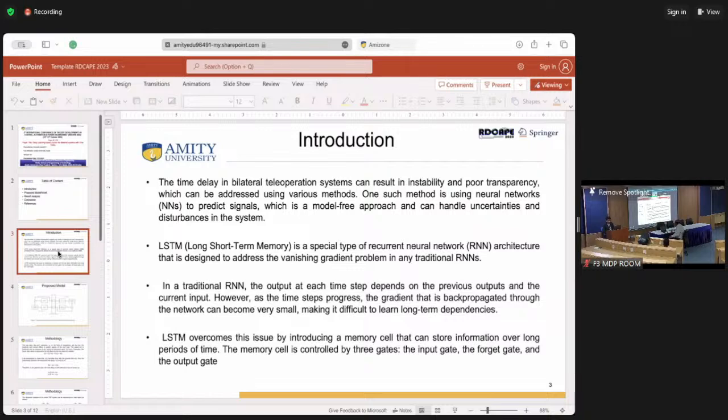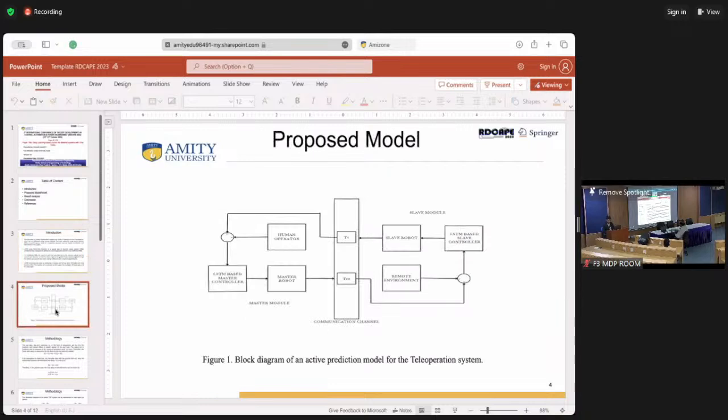So it can store information over long periods of time. The memory cell is controlled by three gates: the input gate, forget gate, and the output gate. This is the proposed model, in which we have the LSTM-based master controller.